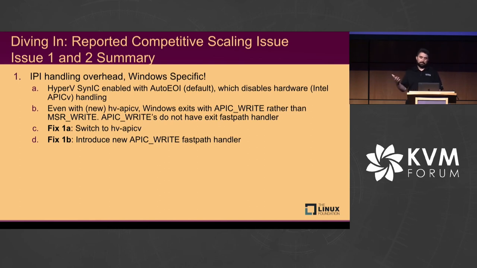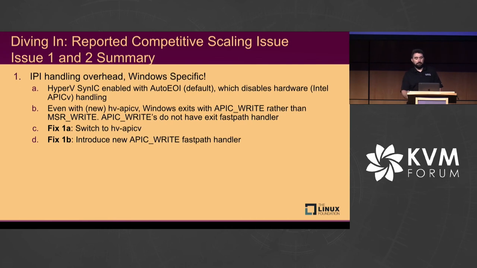Without going into the details, you can go and see many, many talks by Vitaly, who's talked about Windows Enlightenments and so on. One of the Windows Enlightenments for emulating Hyper-V on top of KVM is called SynIC, or Synthetic Interrupt Controller. And the default for that enables something called Auto End of Interrupt Virtualization, which is a mouthful, and it disables hardware acceleration like Intel APICv. And that's what we had configured here. It works all right. It's better than not having it enabled, but it's still less than ideal.